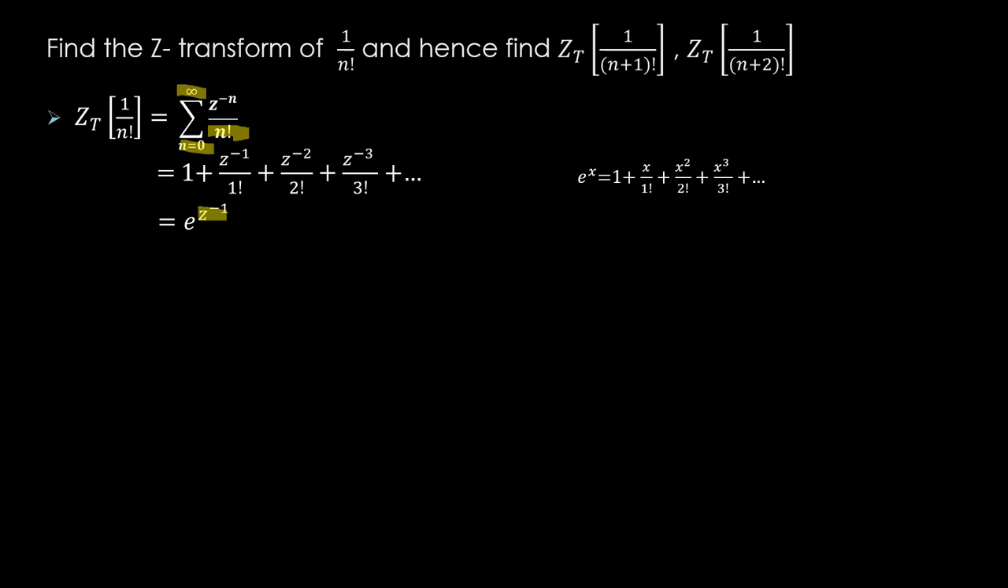Since e to the power x is 1 plus x by 1 factorial plus x square by 2 factorial plus x cube by 3 factorial, and so on, go in the reverse direction. So 1 plus z to the power minus 1 by 1 factorial plus z to the power minus 2 by 2 factorial, and so on, becomes e to the power z to the power minus 1. This is nothing but e to the power 1 by z, and this is nothing but your U of z.